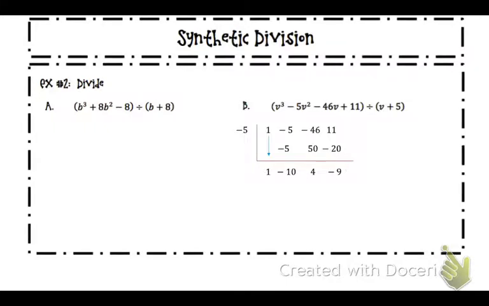Okay, now this is a third degree polynomial, which means when we divide, it's going to be a 2-degree polynomial. It's going to be squared. Okay, so this becomes v squared minus 10v plus 4 minus 9 over v plus 5, because it's over whatever we divided by. Okay? And that's it.